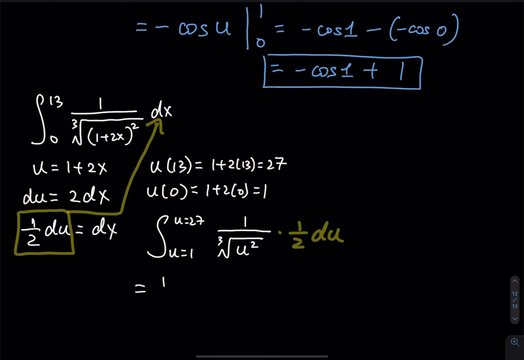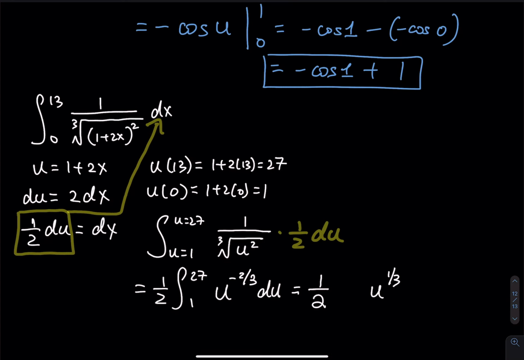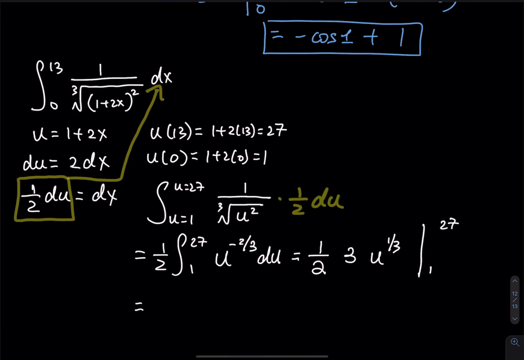And then that is equal to 1/2 the integral from 1 to 27 of u to the negative 2/3, right? And then du. So this is a simple power rule. You still have a 1/2, and negative 2/3 plus 1 is u to the 1/3, and then the reciprocal of that is a 3. And then from 1 to 27, you have a 3 over 2, and then you plug in the 27, so that will be the cube root, right? So the cube root of 27, and then minus 1 to the 1/3.